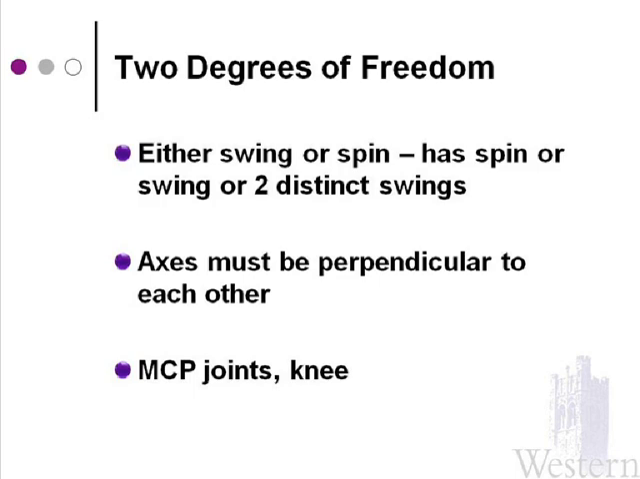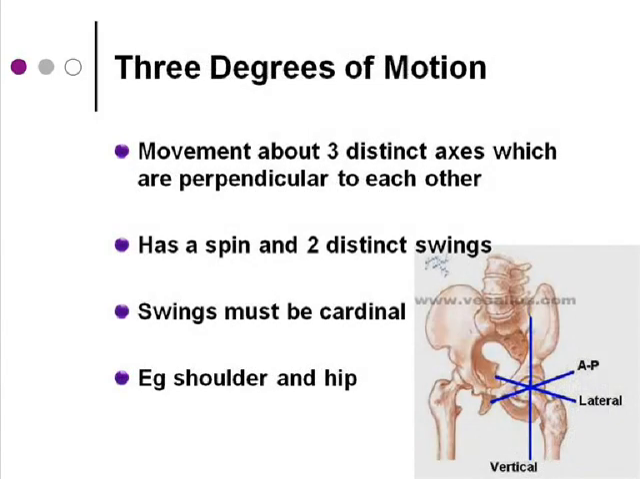The knee is an example of a joint with 1 swing, flexion extension, and 1 spin, internal and external rotation. A joint with 3 degrees of freedom, such as the hip or shoulder, must have a spin associated with 2 cardinal swings. Again, the axes of rotation for each movement must be perpendicular to each other.